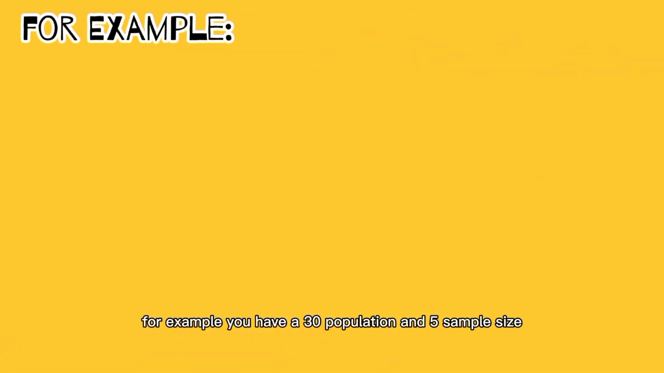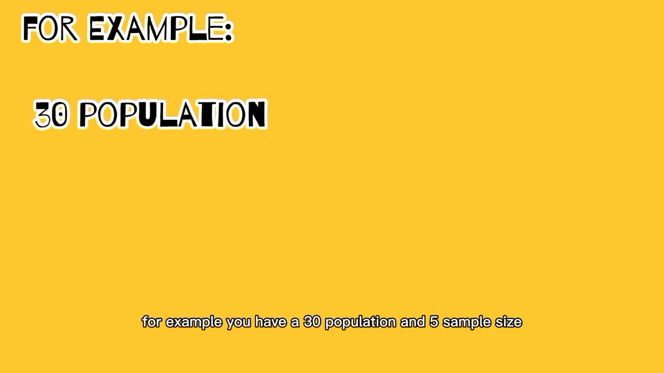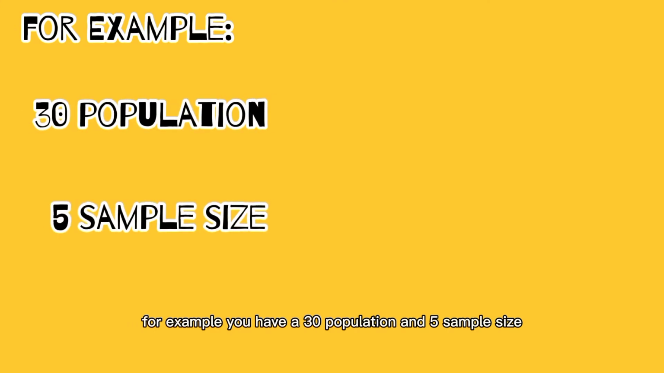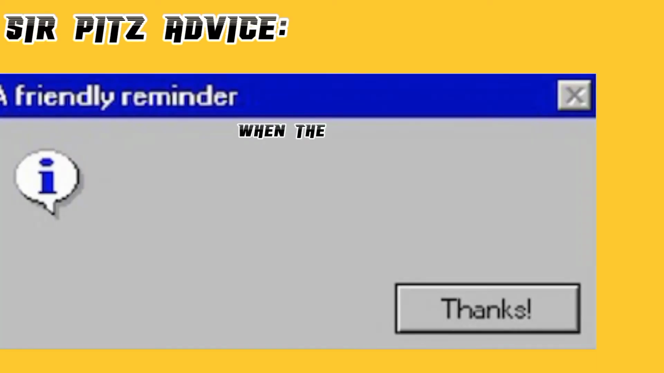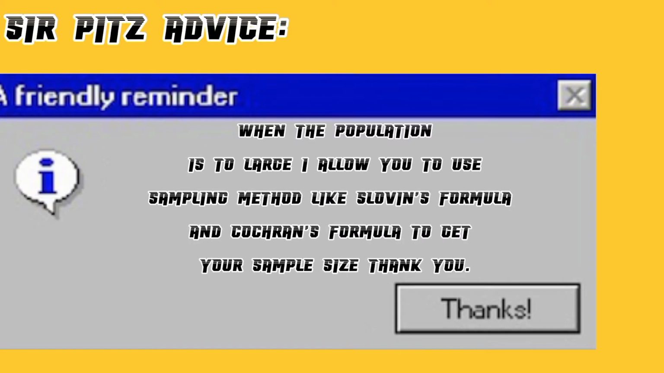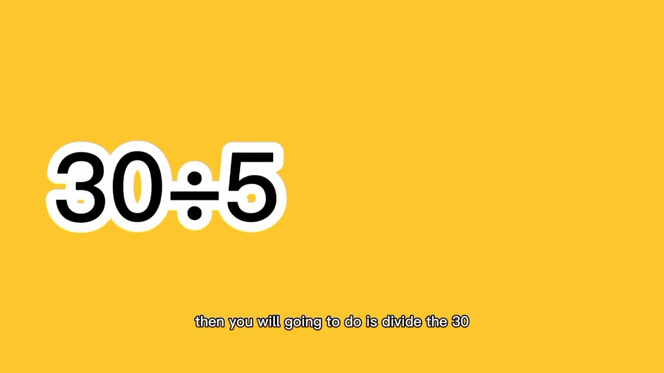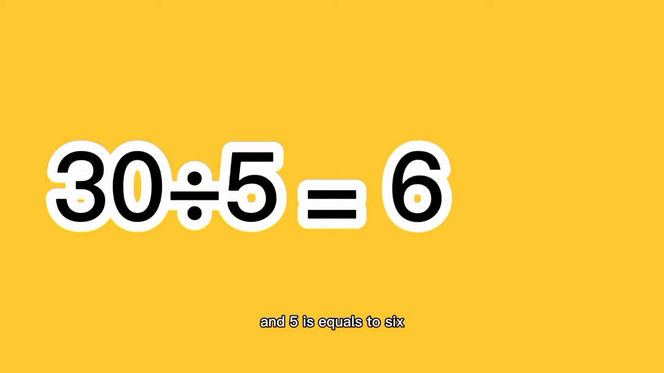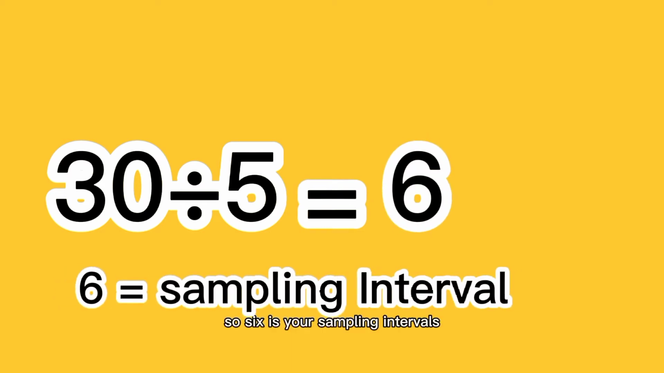Okay, for example, you have a population of 30 and a sample size of 5. Then what you will do is divide 30 by 5, which is equal to 6. So 6 is your sampling interval.